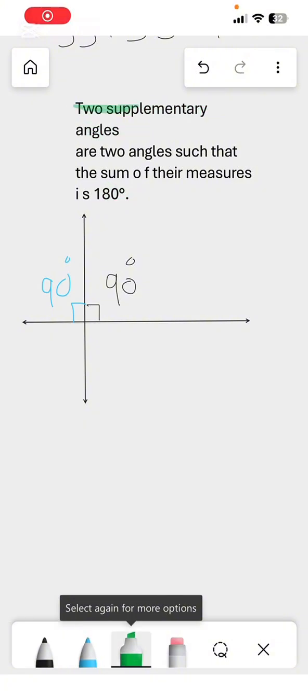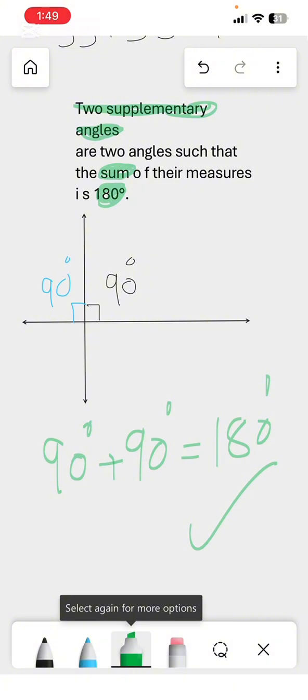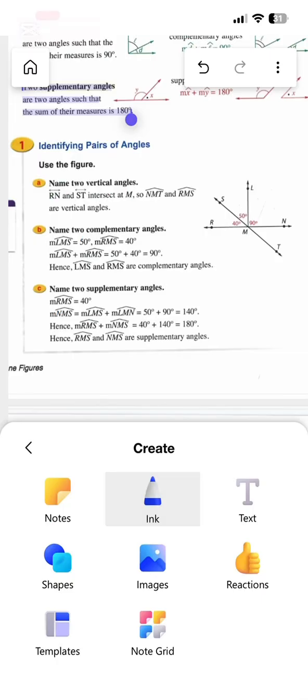Two angles would be supplementary if their sum equals 180 degrees. For example, if you look at the figure, we have two angles. The black one, which is a right angle, which is 90 degrees, and the blue one, which is also 90 degrees, a right angle. When you add them both, 90 degrees plus 90 degrees, do I get 180 degrees? Yes. That means these two angles are supplementary angles.